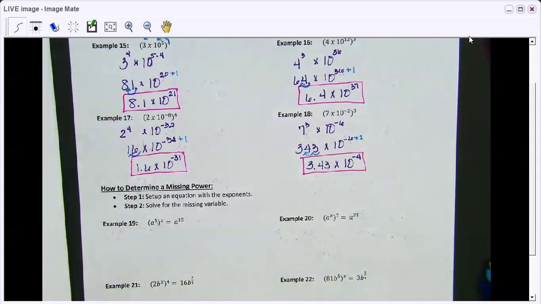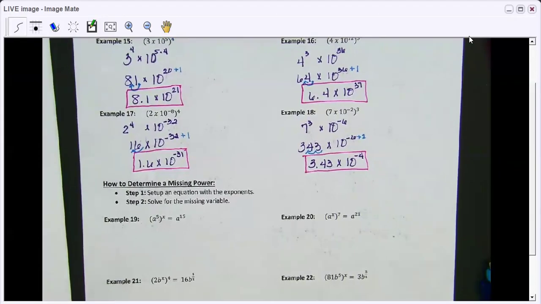Any questions? Anyone need me to wait so we can process before we move on? I thought you said you can't have a negative exponent. No, in scientific notation, you can. Otherwise, you can't. But I'm glad you asked that question.